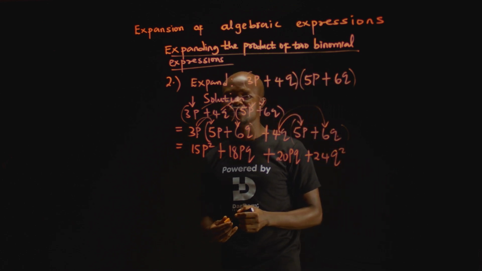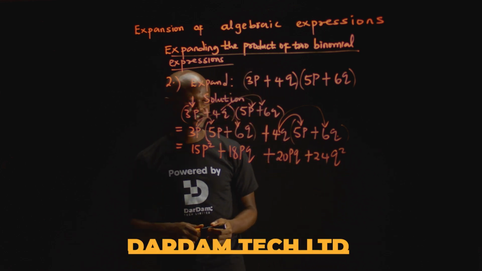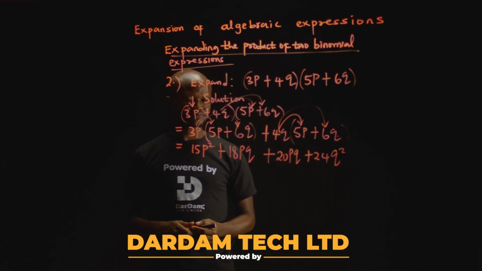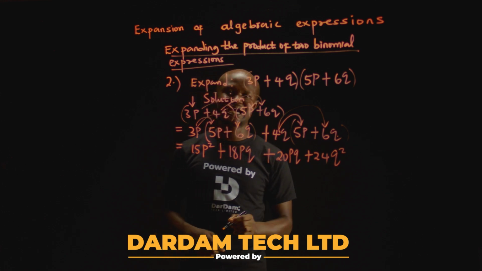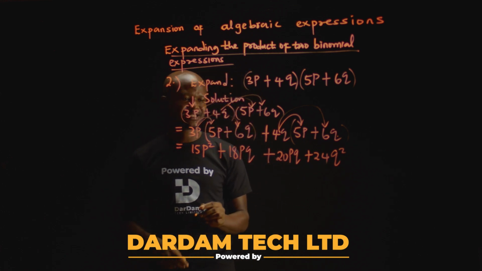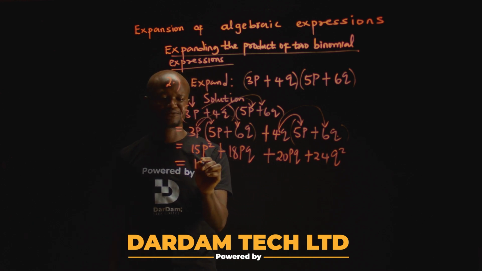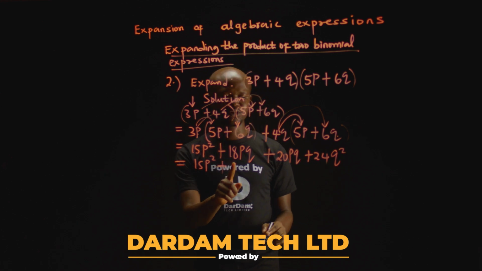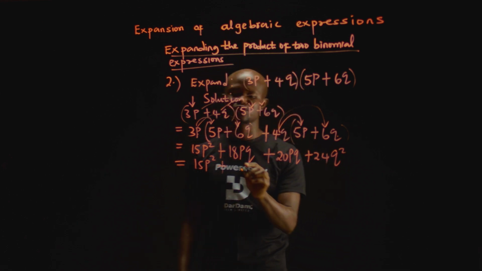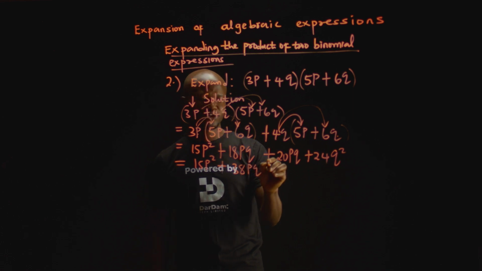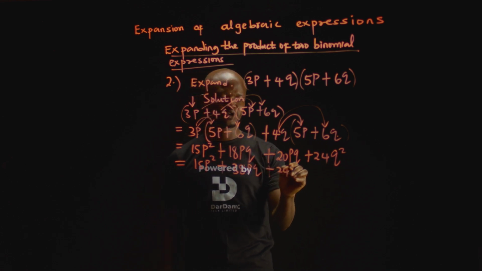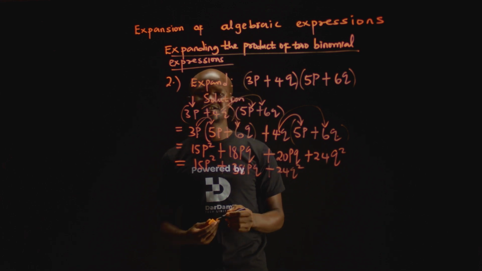Now we have 4 terms from the expansion. Looking at the middle terms, the two middle terms are like terms. Hence, we add them together. So we have 15P squared plus 18PQ plus 20PQ will give us what? 38PQ plus 24Q squared. That is the solution to the problem.